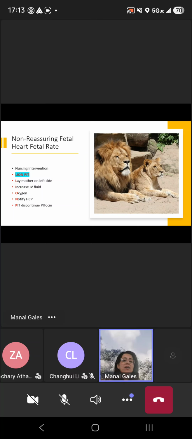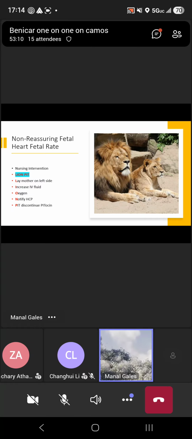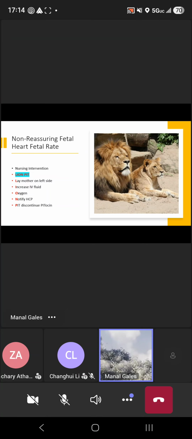Lion. L-I-O-N. L first, you want to lay the mother on her left side. Why the left side? It increases oxygenation and venous return, because on the right side she will compress the IVC, the inferior vena cava. So you want to put her on the left, so there is no pressure on the IVC and the return happens. So L is for lay her on her left side.